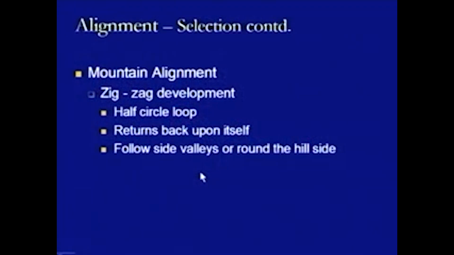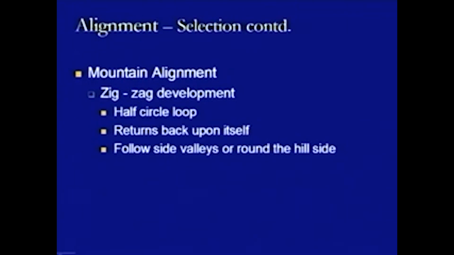Now, in the case of mountain alignment, because there are different types of conditions which can be there, and we have to come across all those conditions, different types of mountain alignments are available. And in those types of mountain alignments, or different developments, the first one is termed as zigzag development. A zigzag development is a condition which is more or less like a half circle loop.